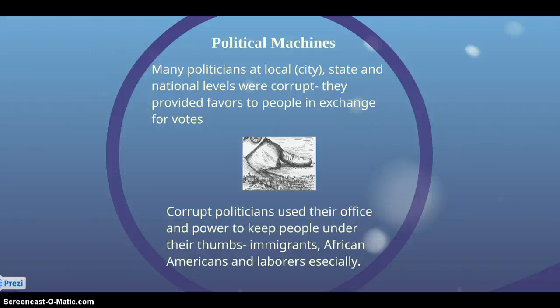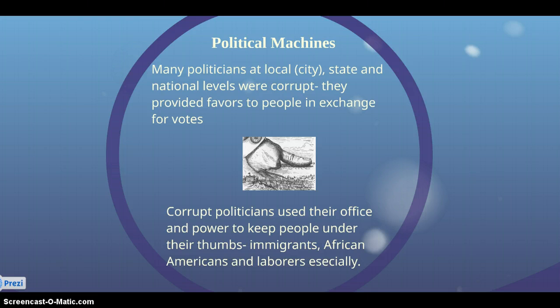Many politicians at local, that is city, state, and national levels, were corrupt. And by that, we mean that they provided favors to people in exchange for votes. And these politicians that provided favors, it could have been a bag of coal, it could have been some food, it could have been a few dollars, it could have been a job, it could have been rent forgiveness, any number of different types of favors. But at any rate, these politicians were the leaders of these political machines, and that is providing favors for votes. And that's what a political machine did.